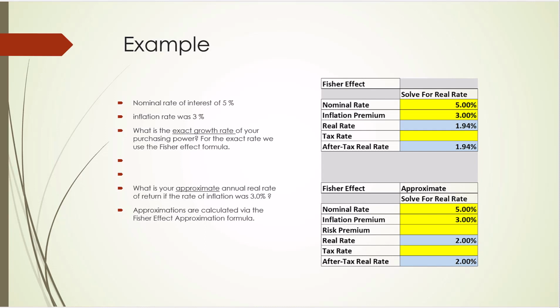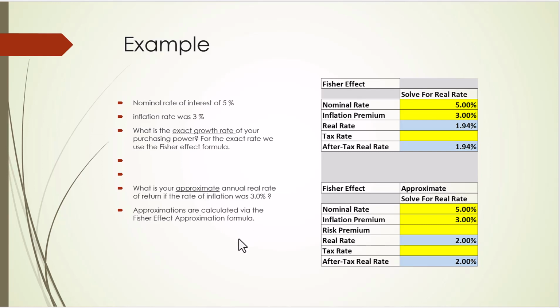Just as an example with this Fisher effect, assume the nominal rate of interest is 5% and inflation is 3%. If we plug that into the Fisher effect, we'll find that the real rate is 1.94%. Now that's the actual rate, right? Theoretically, that's the correct rate. But sometimes we don't need to be all that accurate, right? We can sometimes use an approximation.